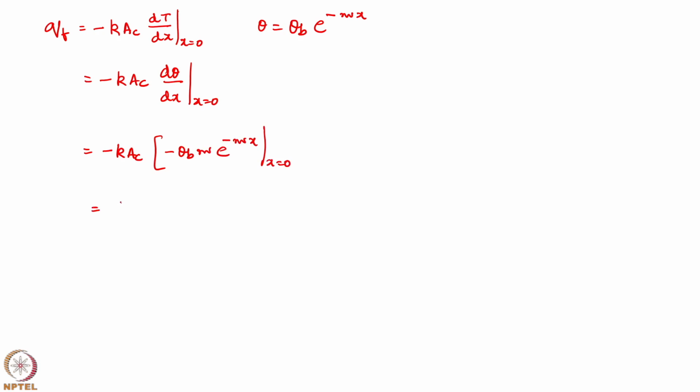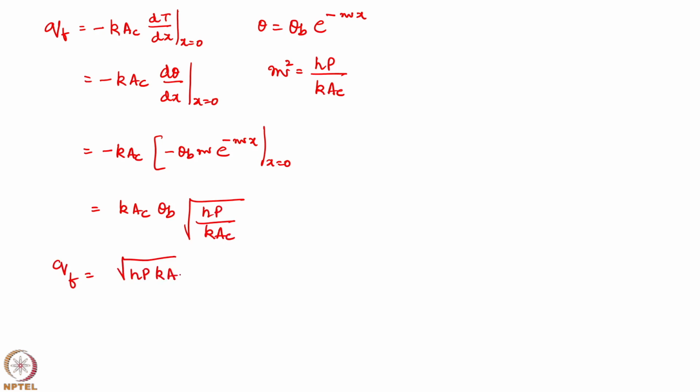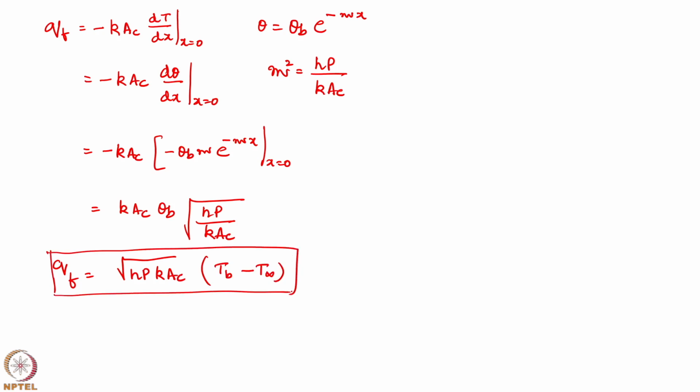So you get KAc into theta b, e to the power of minus 0 is 1, and recall m squared equal to hP by KAc. So m will become equal to square root of hP by KAc. So Q fin equal to square root of hP KAc into Tb minus T infinity is the heat transfer rate which is occurring from my fin. So this is the temperature distribution for infinite fin, and this is for the heat transfer rate.